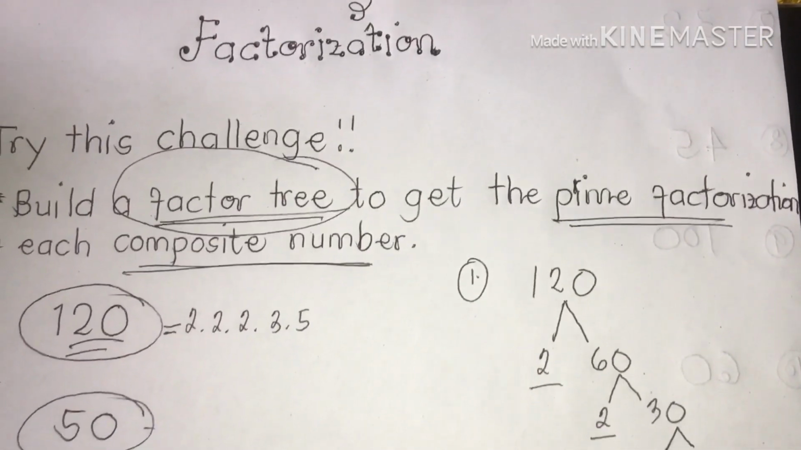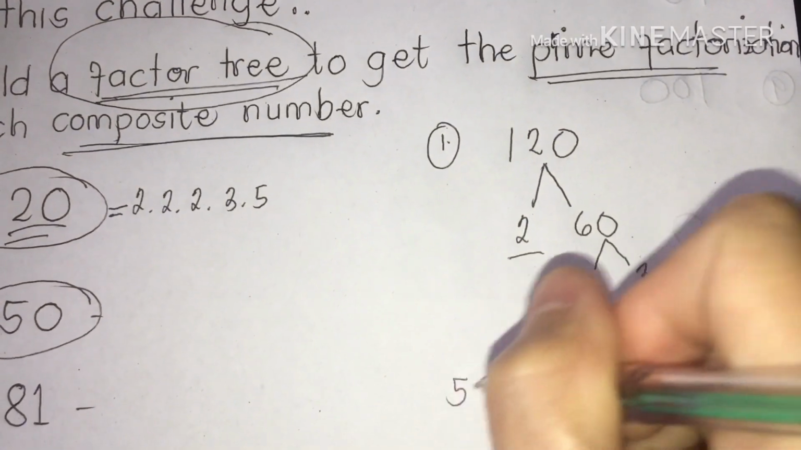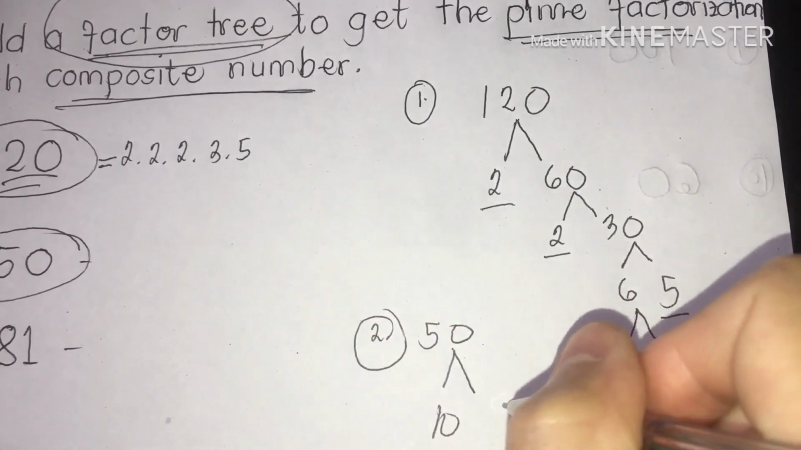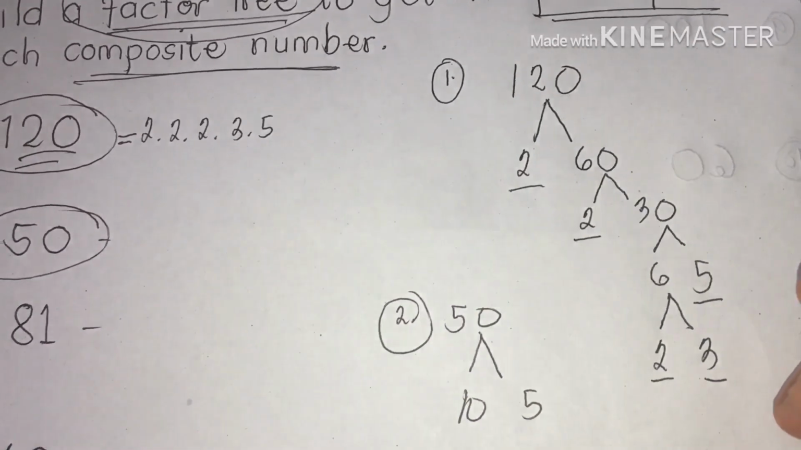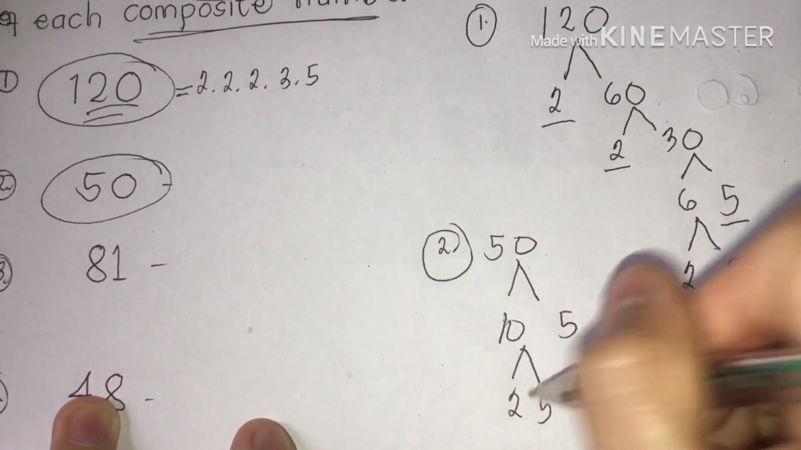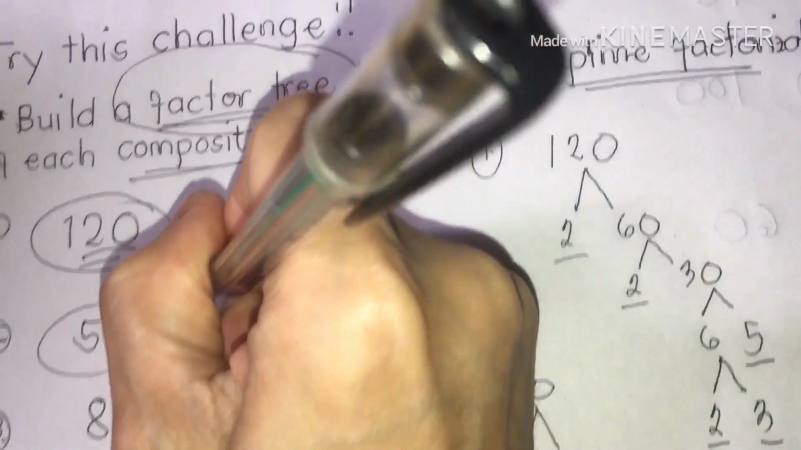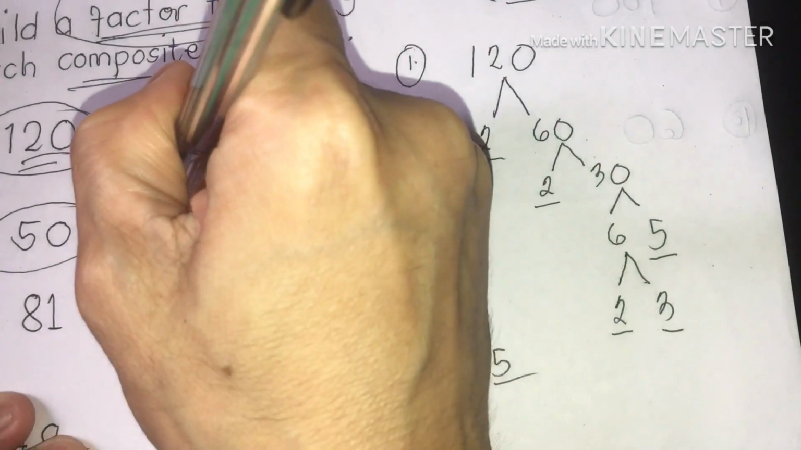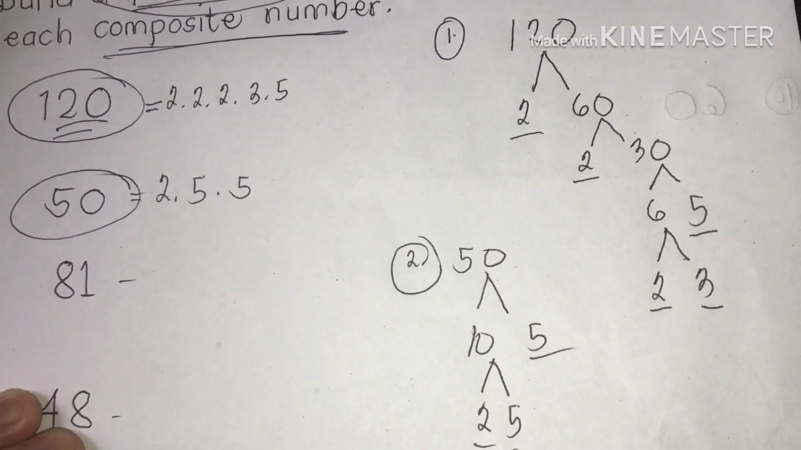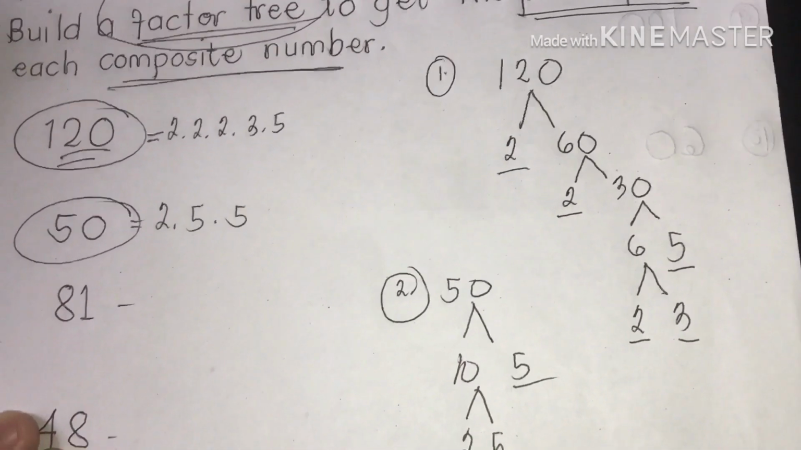Next is 50. We're going to factor 50. Number 2 is 50. 10 times 5, or 2 times 25. You can factor like that. So next, I'm going to factor 10: 2 times 5. And these are the factors of 50. We're going to write here 2, then 5 times 5. These are the factors of 50. 2 times 5 is 10, times 5 is 50. That is how the factorization method is applied.